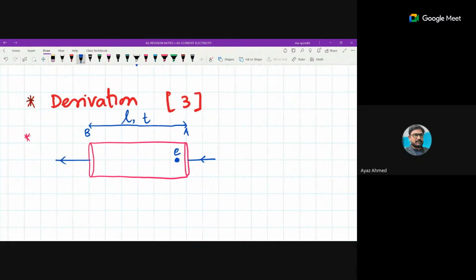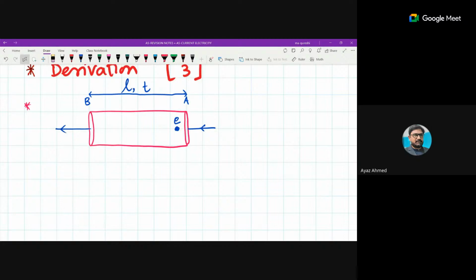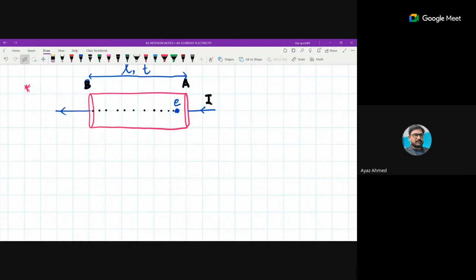And this is not the only one electron. There are several electrons in this wire which would have the same behavior, and they will reach from point A to point B in time t. That is why this current I will flow through. So your derivation starts from current is equal to total charge divided by time. It is the defining equation of current, isn't it? Do you believe this thing?